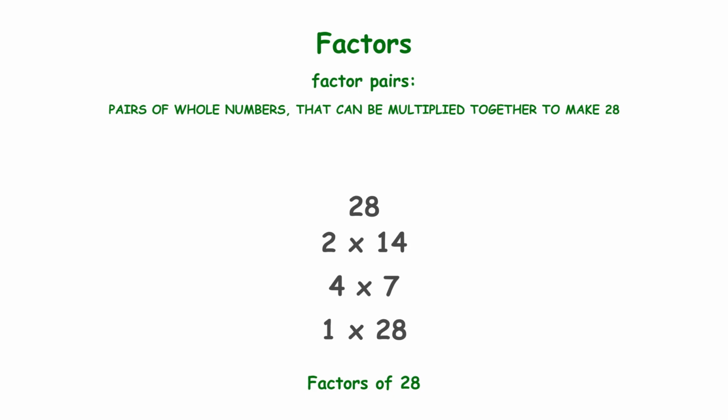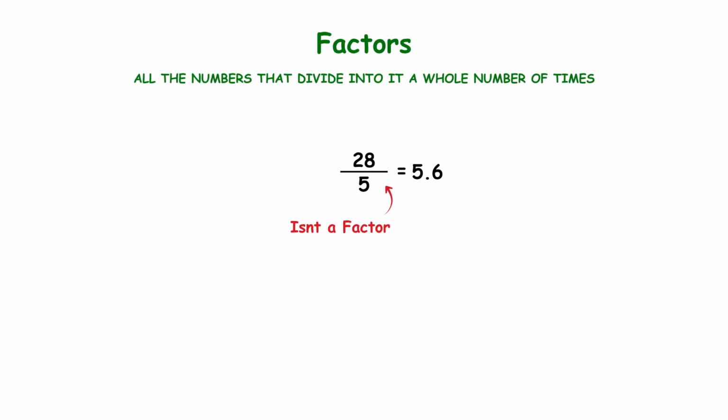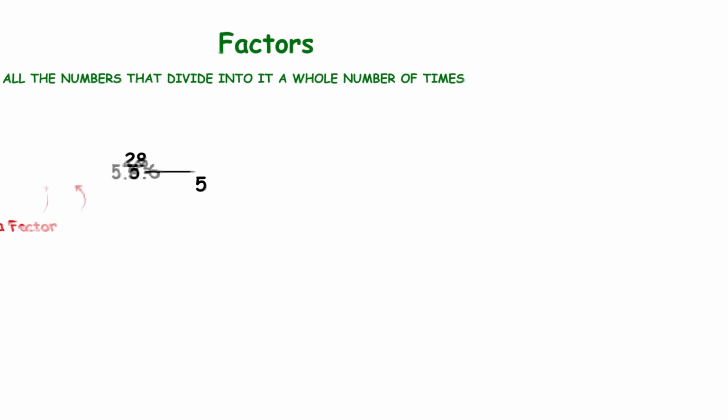Another way to think about the factors of a number is that they are all the numbers that divide into it a whole number of times. For example, 4 is a factor of 28, because 28 divided by 4 is 7, which is a whole number, whereas 5 isn't a factor, because 28 divided by 5 is 5.6, so 5 doesn't go into it a whole number of times.